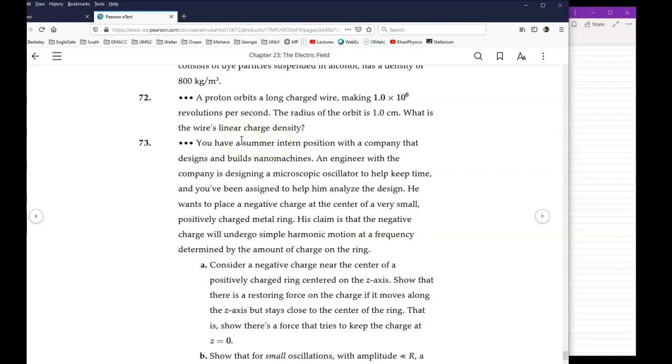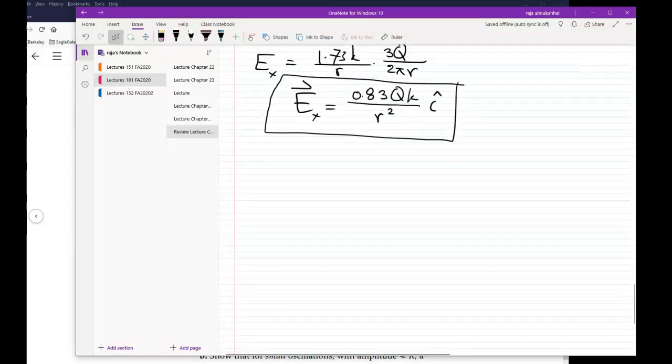Okay, number 72. It says a proton orbits a long charged wire making 1 million revolutions per second. Okay? So you have a proton orbiting a long charged wire. The radius of the orbit is only 1 centimeter. What is the wire's linear charge density, lambda? Okay? Sounds like a tough problem. All right. Again, always draw a picture so it will help you visualize how it looks.